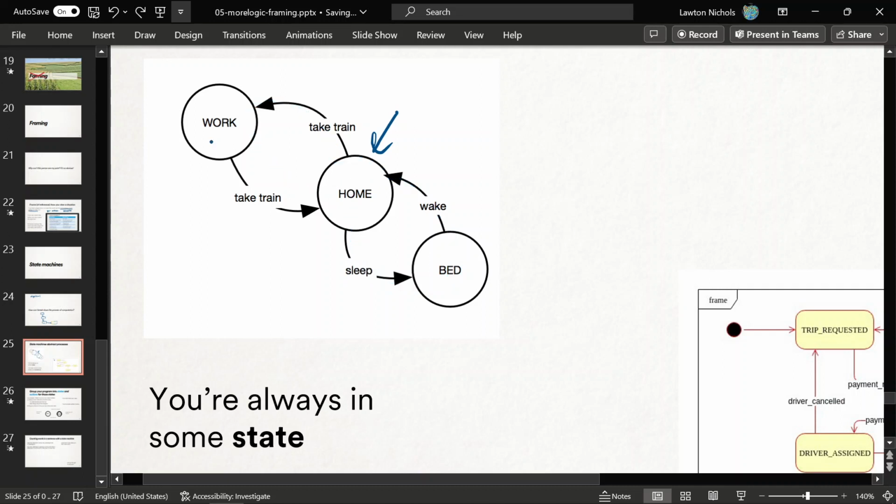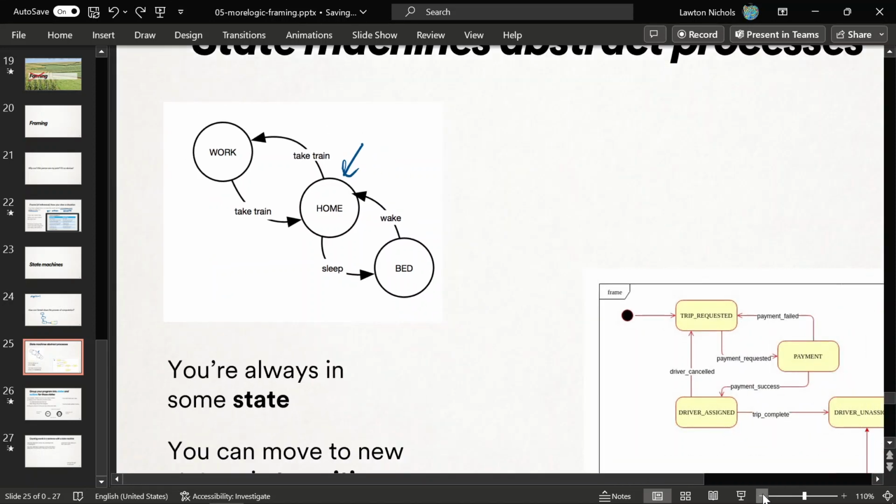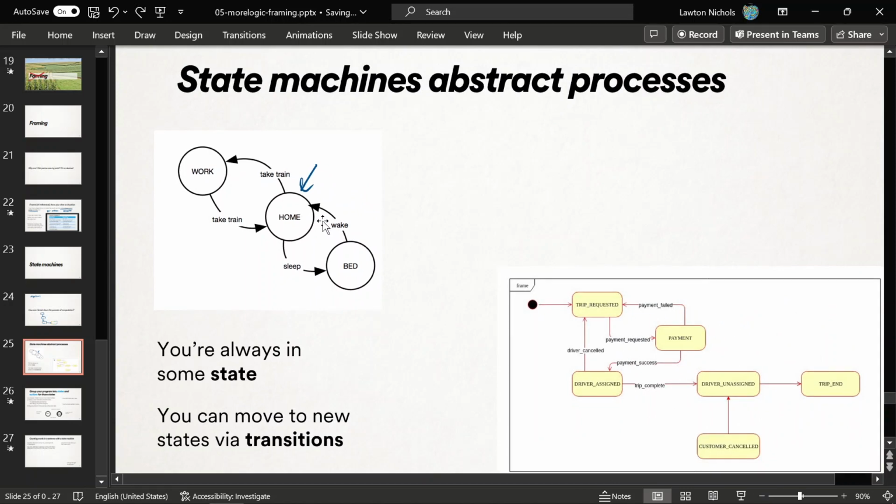But notice that you cannot go straight from work to bed. That's one thing that is disallowed by this model, by the state machine. And that's a very powerful concept. The things that you can do are just as cool as the things that you can't do. So that's state machines. Does that first one make sense?